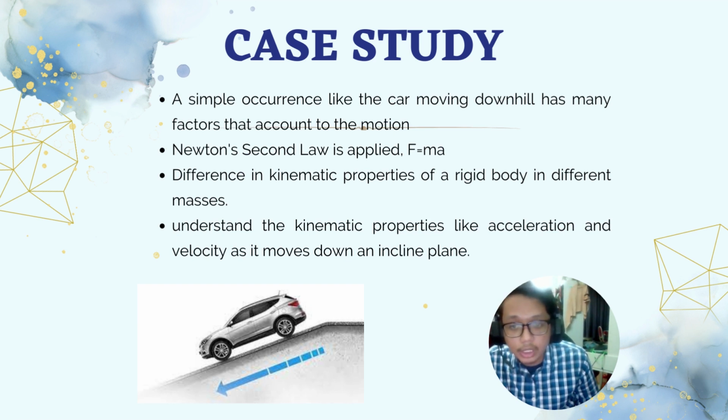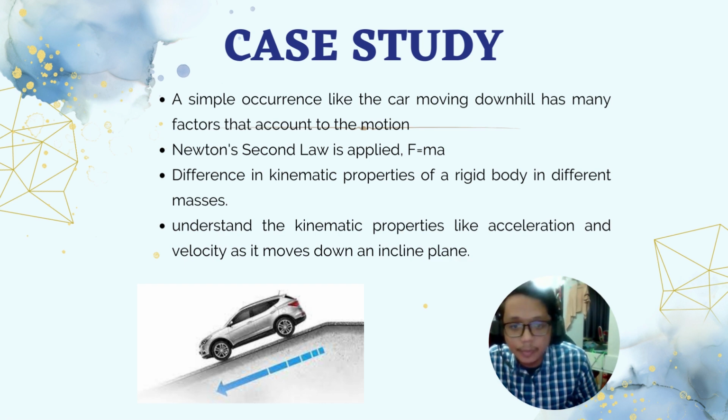Does the vehicle have different kinetic properties while moving downhill? This mini project intends to make a case study about the difference in kinematic properties of a rigid body with different masses. We conduct an experiment with a car of different masses moving downhill, keeping the other variables constant, which are force and acceleration. By doing this, we can easily understand the kinematic properties like acceleration and velocity as it moves down an inclined plane.